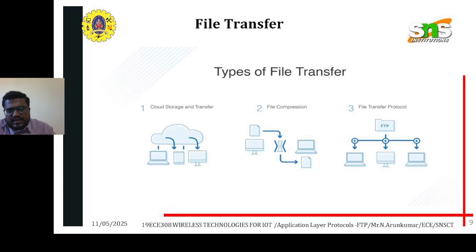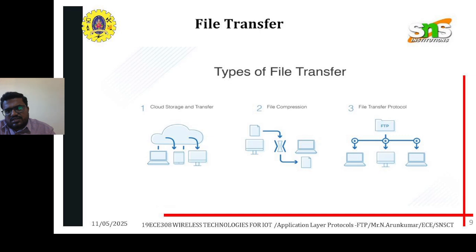Three types of file transfers: one is cloud storage, another is file compression, and the third is file transfer protocol. Cloud storage means it can hold a large amount of data, such as 1 TB or 100 GB, which we can access by using cloud storage. The data to be accessed has to be stored in cloud storage.